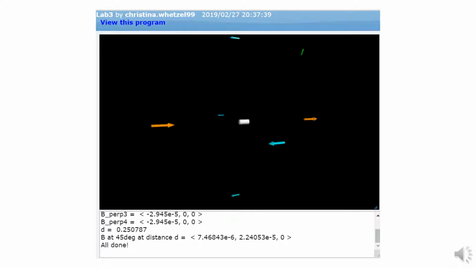Here is the model generated by my code, with 2 on-axis magnetic field values in orange, 4 perpendicular magnetic field values in blue, with half the magnitude of the orange values, and 1 45-degree magnetic field value shown in green, and printed at the bottom for reference to our non-computer calculations.